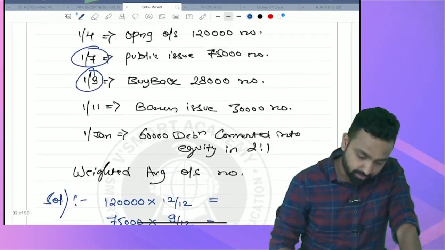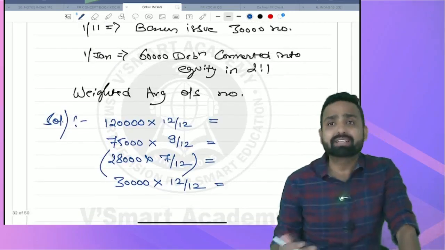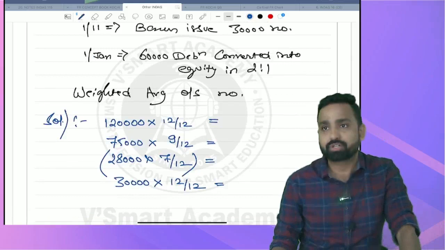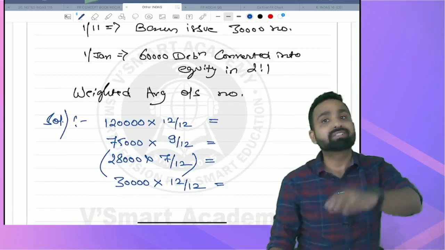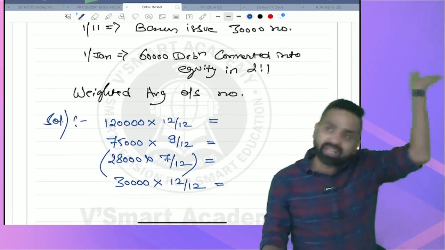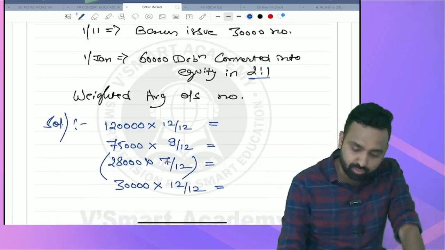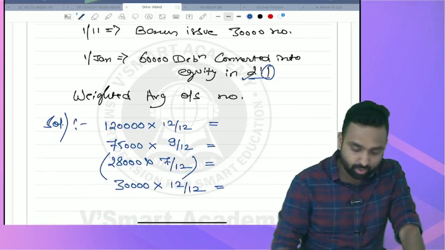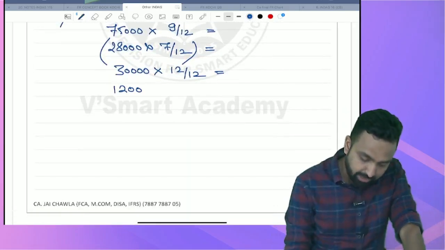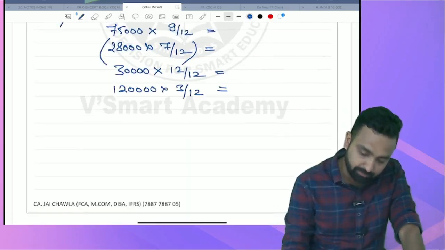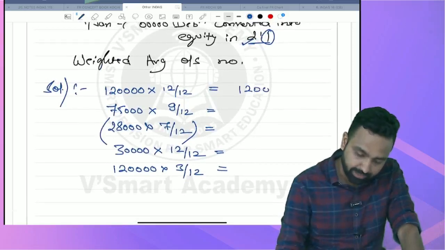Because bonus is issued other than cash, it is issued out of the reserve and surplus. So we have the reserve and surplus from the beginning of the year only. Then 60,000 debentures converted into 2:1. For every 2, 1 share, so 120. So 120 into 3 by 12. So do it.